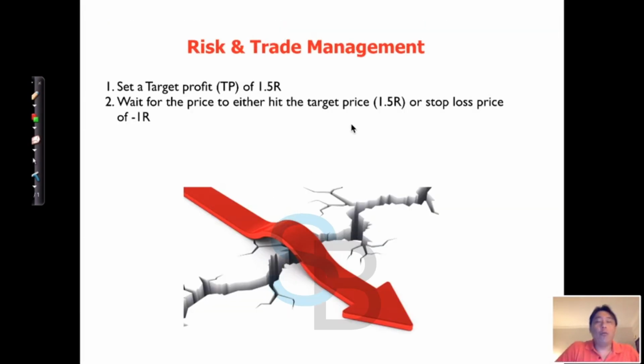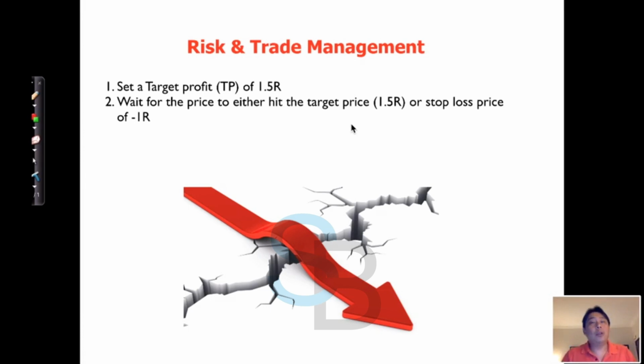Okay. Finally, risk and trade management. I know I've mentioned it a lot, so let me just mention it again. There's no right or wrong way to trade. But my preference is a fire and forget system because once I enter the trade, I don't like to stare at it. I like to just enter it and do my own thing and either let it hit my target price or my stop loss price. Don't think too much about it. So once I'm in the trade, I either wait for it to hit my 1.5 hour target or -1 hour stop loss. So it's a binary outcome.